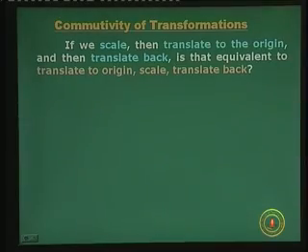Now, we discuss commutativity of transformations. That means, if we scale, then translate to the origin, then translate back, some sequence of transformations, let us say arbitrarily chosen, is that equivalent to translating to the origin first? That means, can this process be interchanged, in the sense that can the sequence be disturbed and can we have the same result? If we scale, translate to origin and then translate back, is that equivalent to translate to origin, scale and translate back? Is the order important?